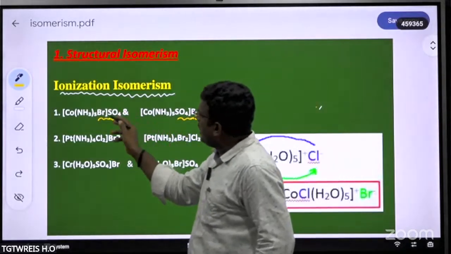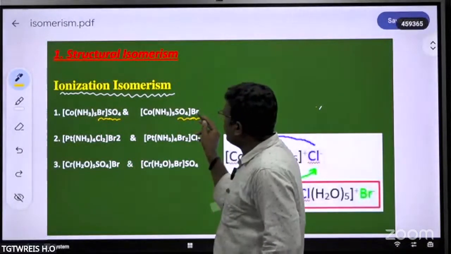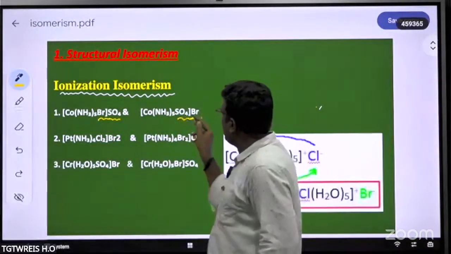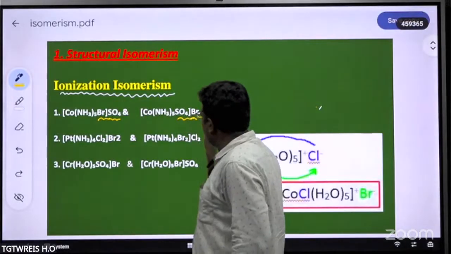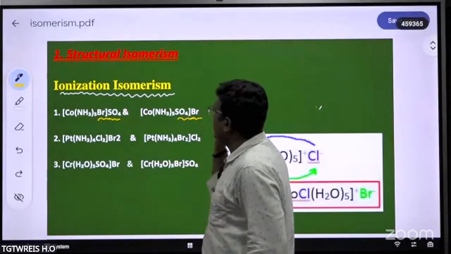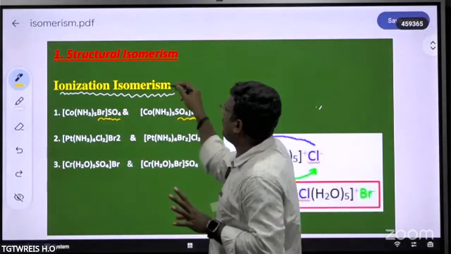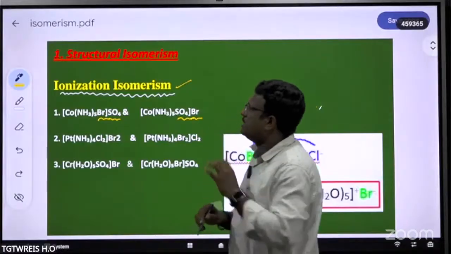Here bromine is inside the bracket. Okay, so outside the bracket, sulfate is there. In the second molecule, sulfate ions are present inside the bracket. Bromine is present outside the bracket. Both are different. Just ions are changed. That type of isomerism is called ionization isomerism.